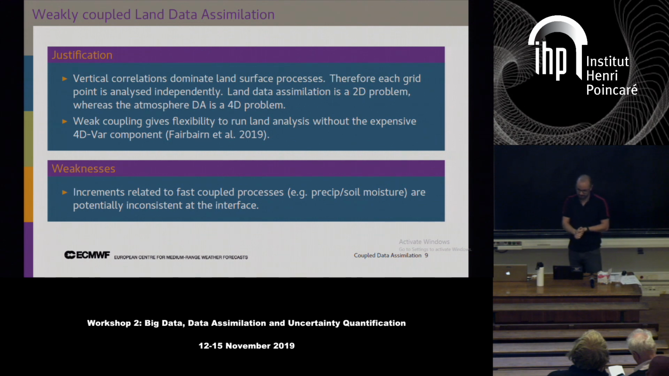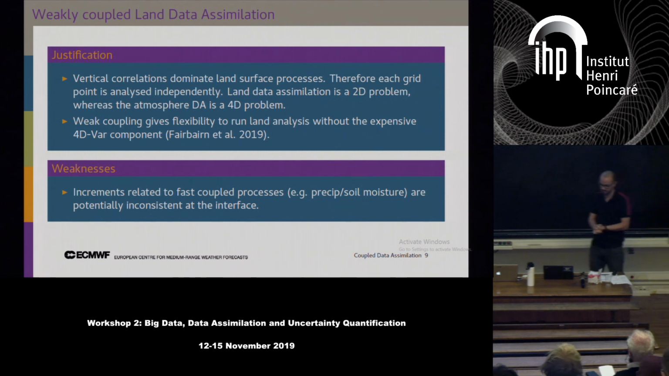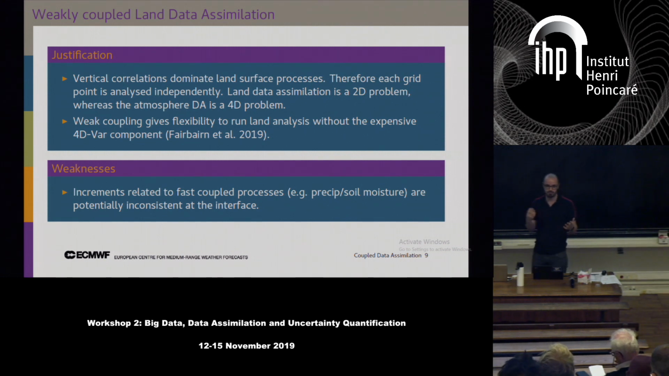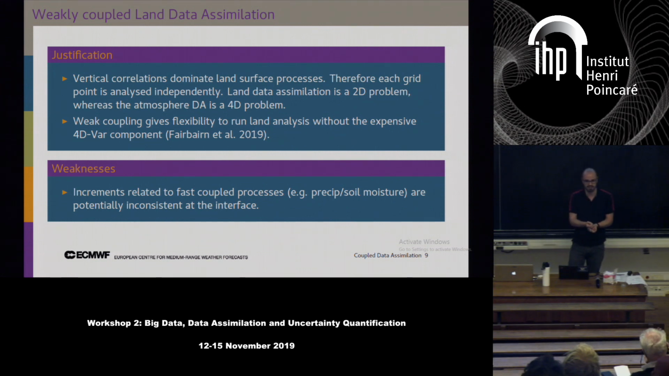And also, once we have a weakly coupled system, we can basically simplify this by turning off our atmospheric 4D-Var, which is really expensive compared to a 2D land surface problem. And we can test this really quickly. So we have a system where we get some of the coupling, but it's hugely cheaper than running the whole weakly coupled system, and we see the impacts. But this isn't without its problems. Any fast processes which are going on, we're not going to get immediate impact from these fast processes into initializing our forecasts.